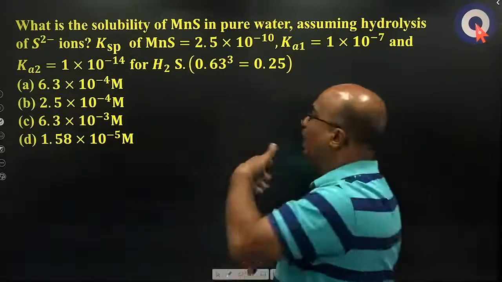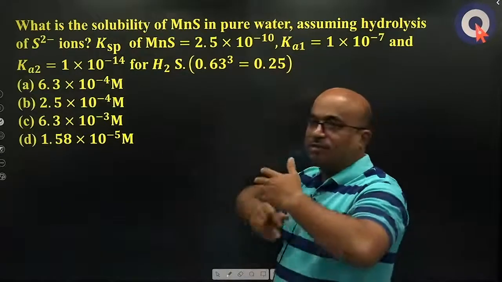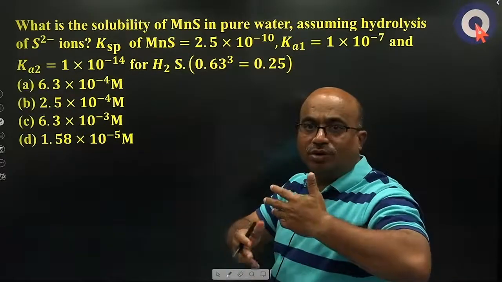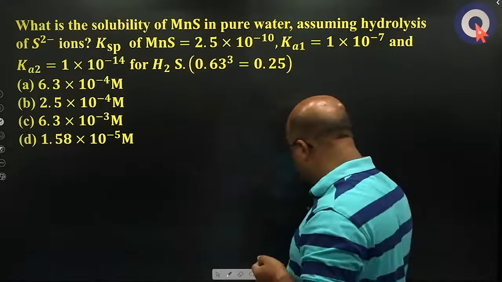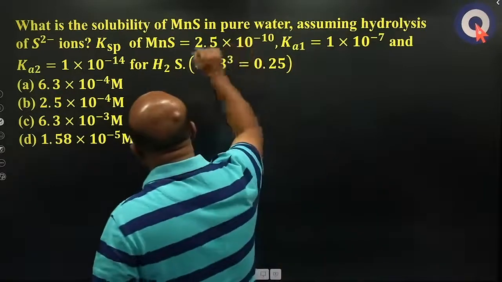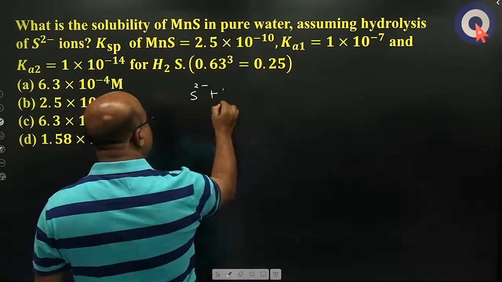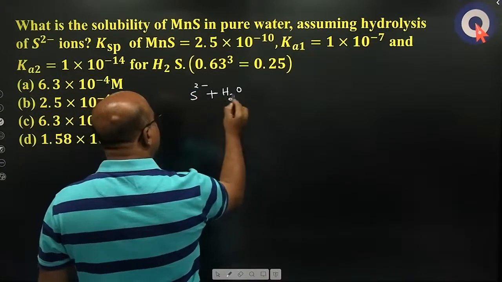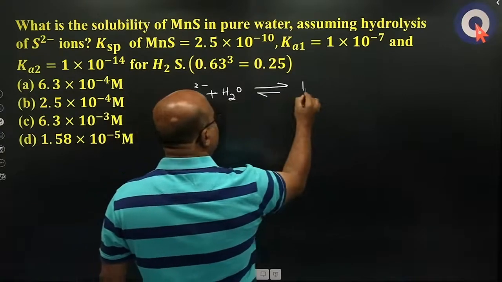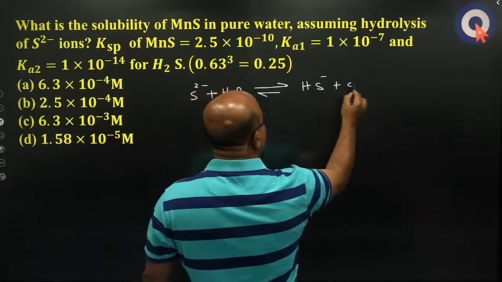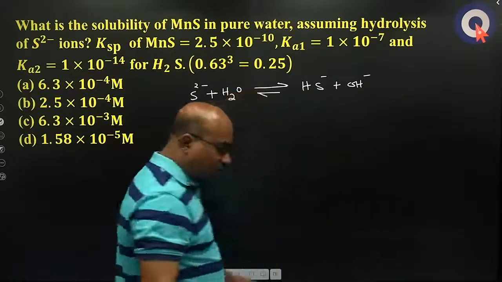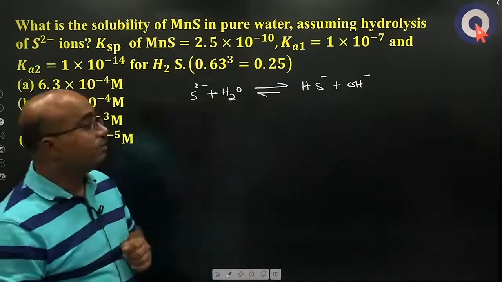So even when there is hydrolysis, the ion is sometimes converting into hydrolysis products. So what is sulphide ion hydrolysis? If you take the sulphide ion, it reacts with water, giving HS minus and OH minus during the first hydrolysis.